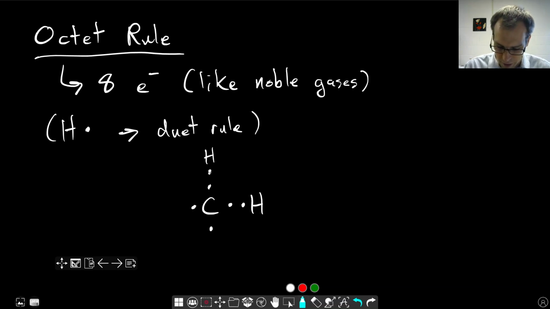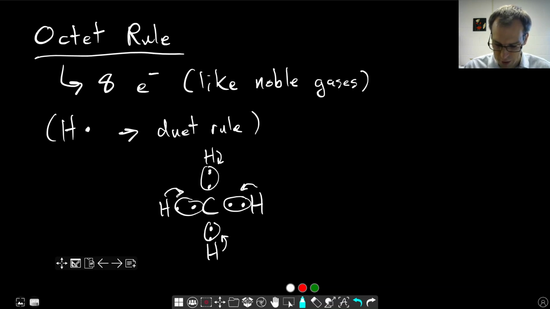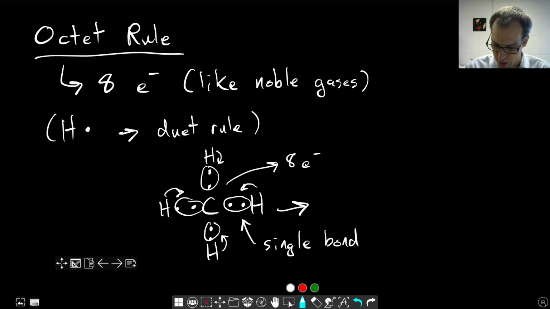And we can get 4 different hydrogen atoms here. Now, if they share, this hydrogen will have 2 electrons, this hydrogen will have 2 electrons, this hydrogen will have 2 electrons, and this hydrogen will have 2 electrons. So now all the hydrogens are happy, and since they're sharing, the carbon has 8 electrons once we've shared these valence electrons. This sharing of electrons is what we call a single bond, where there are 2 electrons shared between these atoms.